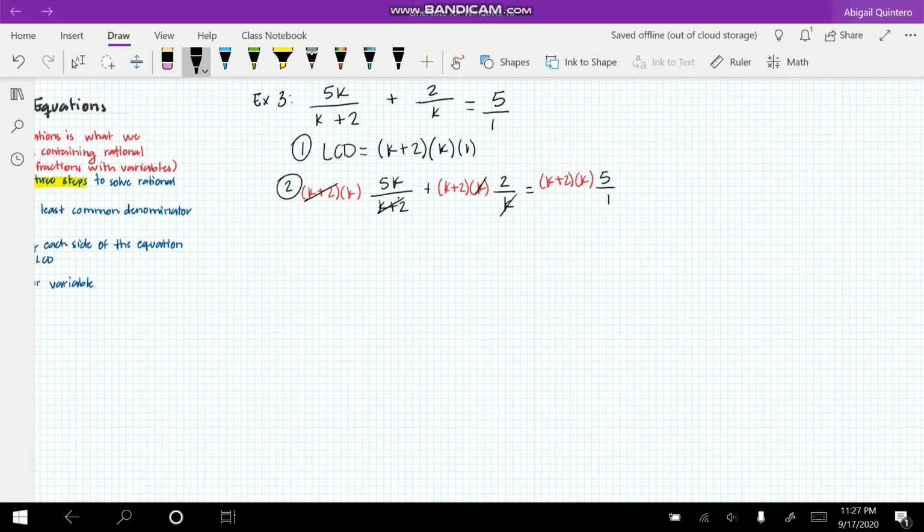And then for the last one, we don't have k plus 2 or k in the bottom, so that's just going to stay as it is, k plus 2 times k and then times 5. So now let's go ahead and rewrite what we have. So this is k times 5k plus k plus 2 times 2 equals k plus 2, k, and then 5.